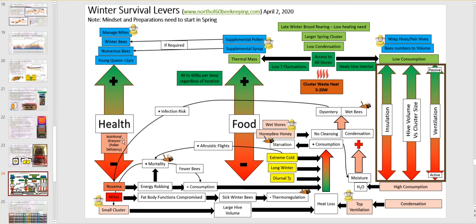This here is just an example of my winter model. I've got three levers: health, so nutrition, stressors, deficiencies type things and diseases; food, so the storage and the amount of honey, so are they gonna starve? It also impacts the thermal mass inside the hive. And then over here, I've got the hive itself, the construction of it. So you've got insulation, you've got the volume to cluster size, and then ventilation, where active would be a top entrance and passive would be just a normal lower entrance.